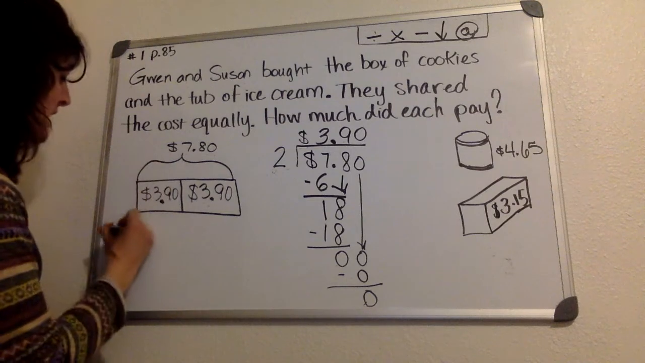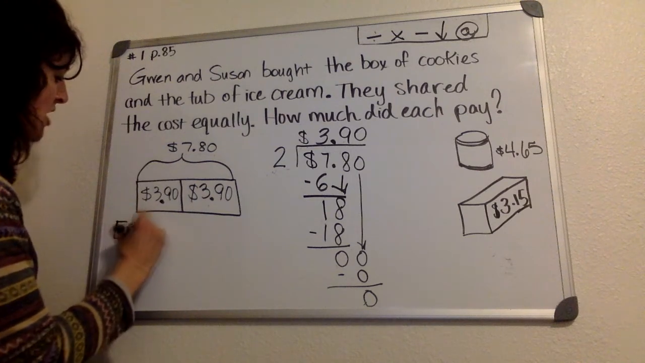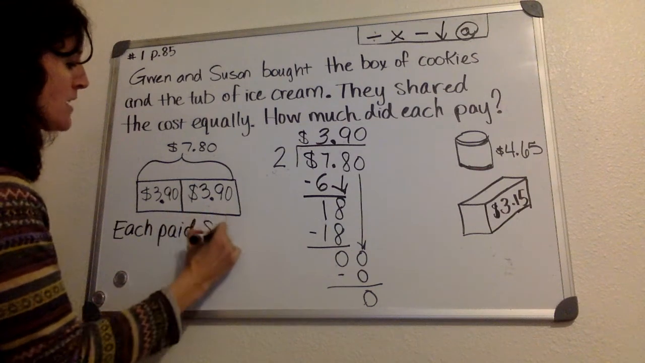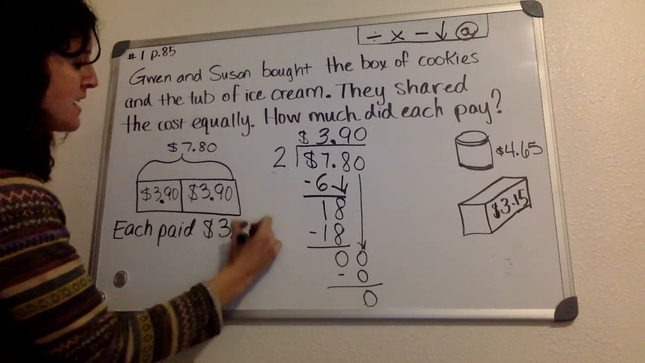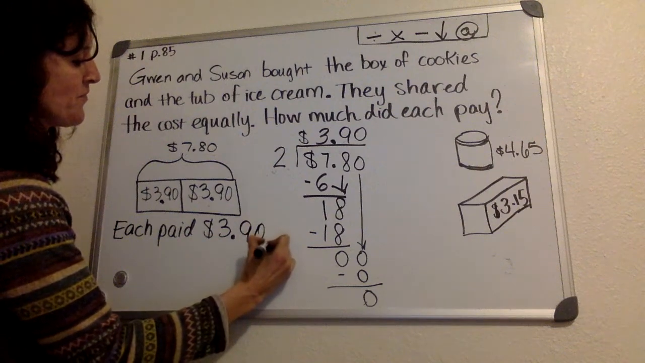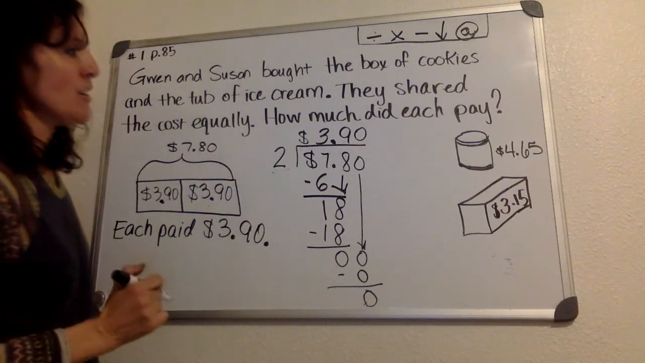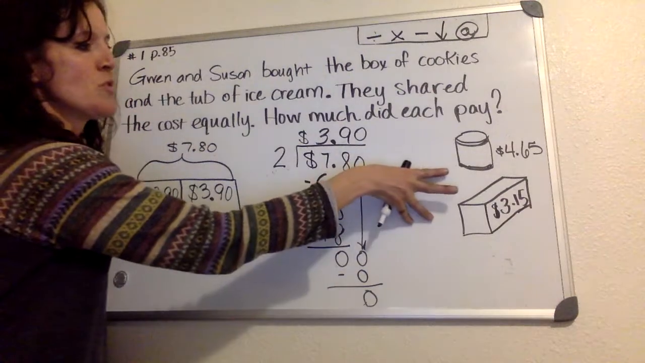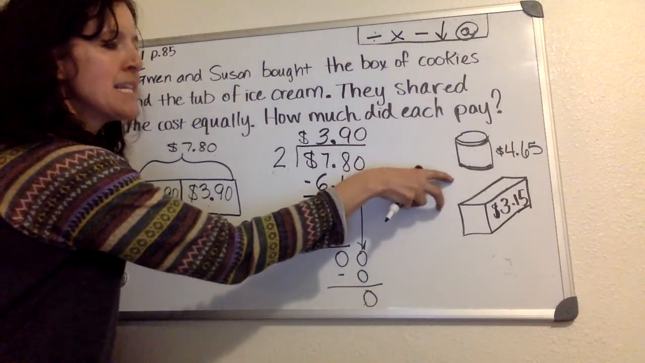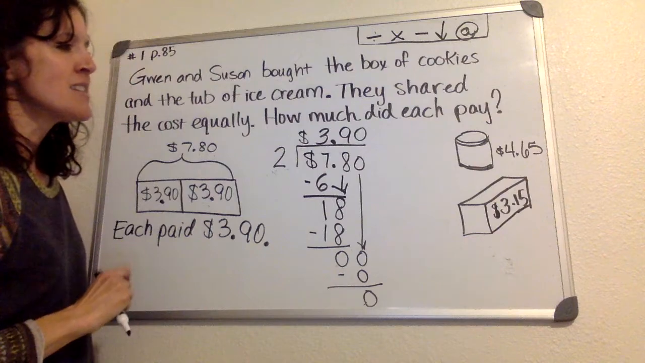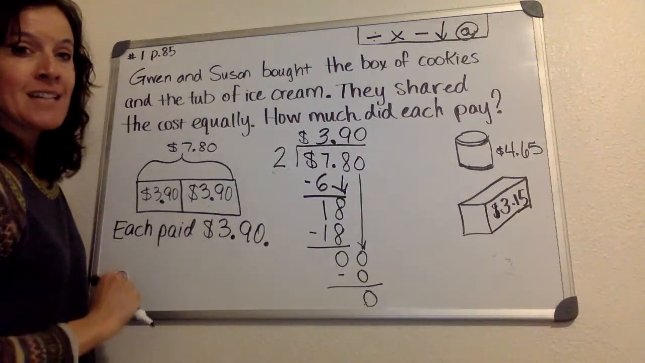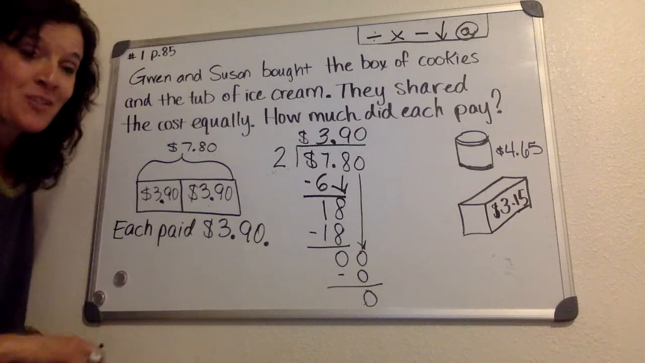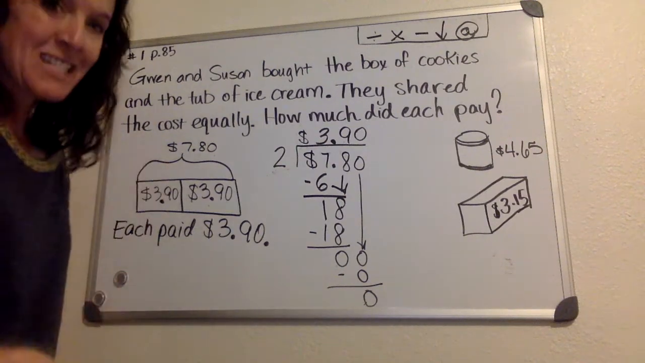How much did each pay? Each paid $3.90. So for this one here, the main little trick was just remembering that you had to add the cost of these first and then divide. So it's a two-step problem. Okay, all right, great job. We'll go on to the next one.